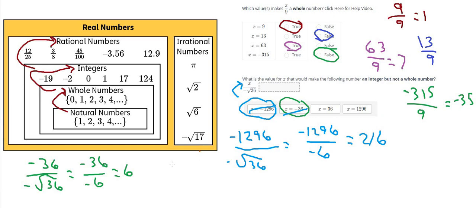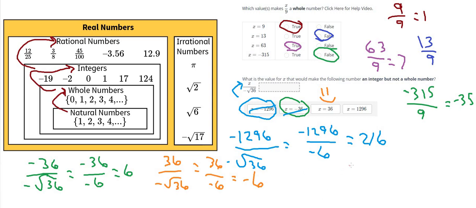If we put 36 in here, we would have 36 divided by negative square root of 36, which is 36 divided by negative 6. And that would be negative 6. So that works. It's an integer, and it's not a whole number, because your integers are just your negative values for the whole numbers, like negative 1, negative 2, negative 3. So this does check out. We'll give that a smiley face. And we'll try the last one.